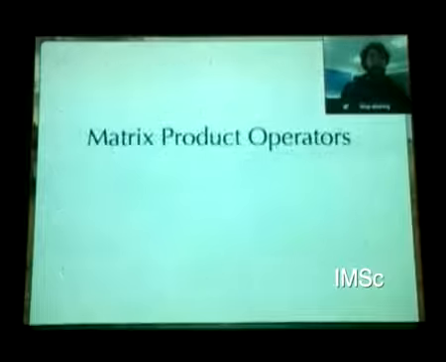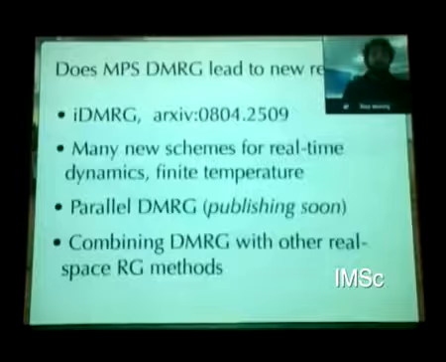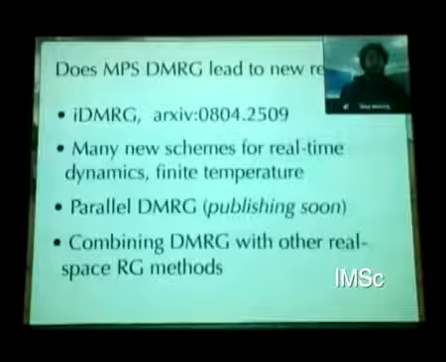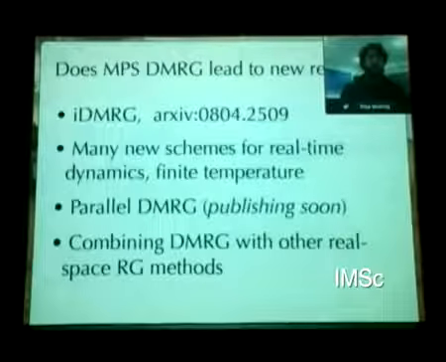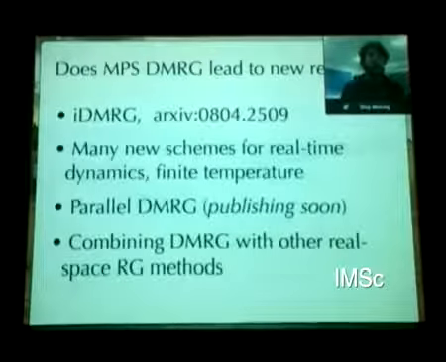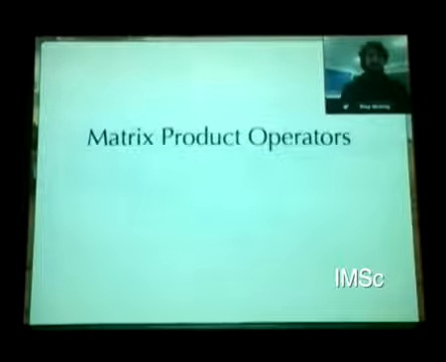And then also, matrix product states have led to a lot of nice schemes for doing real-time dynamics and finite temperature. Also, Steve and I have been working on a way to parallelize DMRG in real space, and we're going to be publishing that soon. That heavily uses matrix product states. And then also, you can combine DMRG with real space RG methods. So these are just some of the qualitative things you can get.